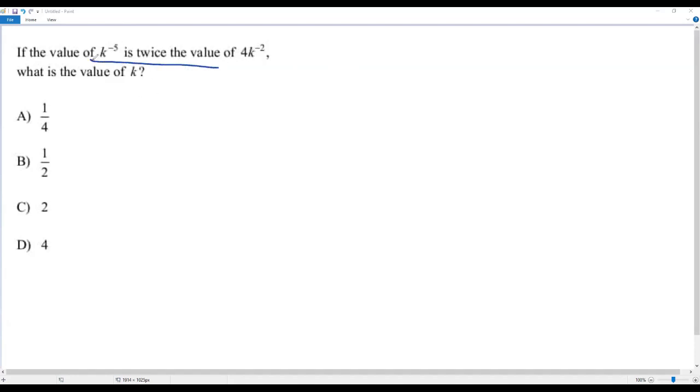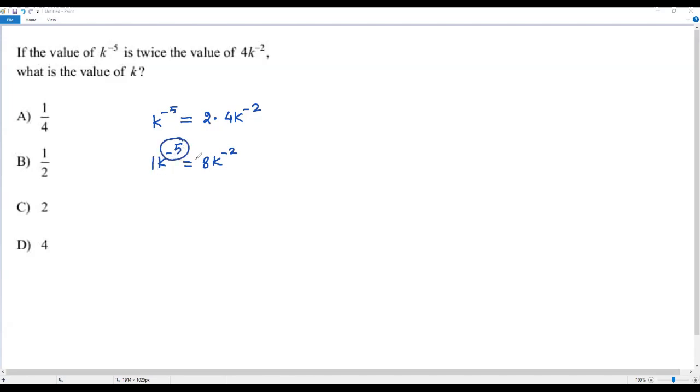Here we can write this statement as an equation. That is, k to the negative fifth power is means we have to write an equal sign in mathematics. Twice means 2 times this stuff. That is, 2 times 4 times k to the negative second power. We can write the left side as it is. When I multiply this 2 and 4, it's 8. That is 8 times k to the negative second power. Now we can assume there is a 1 as coefficient for this k to the negative fifth power.